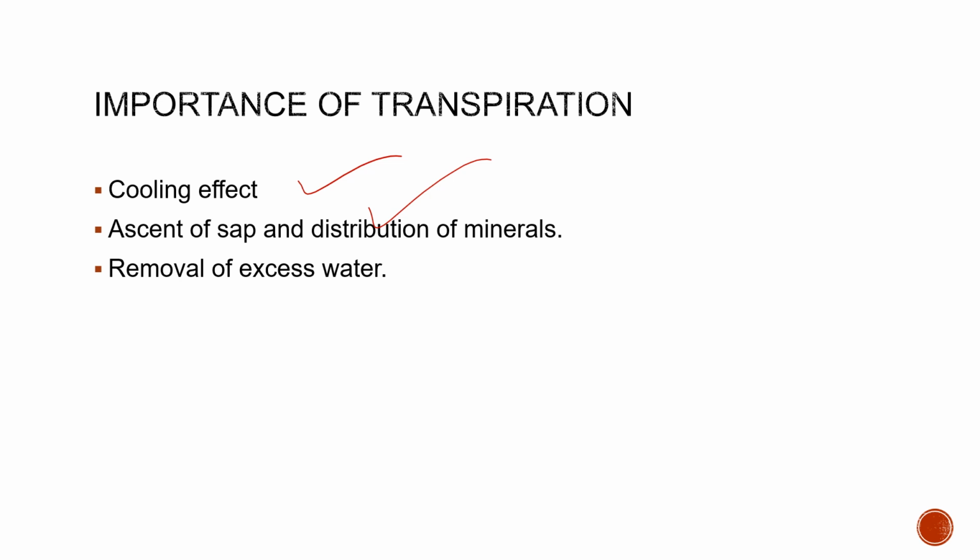So transpiration helps to cause the ascent of sap, and mineral ions move up along with the water due to the transpirational pull. The more the transpiration, the more the ascent of sap. Now removal of excess water: the plants are sometimes absorbing more than they require, so transpiration helps to remove the excess water from the plant body. So these are the three main importances of transpiration. Now we are moving to the next.